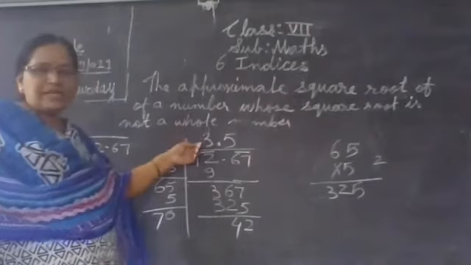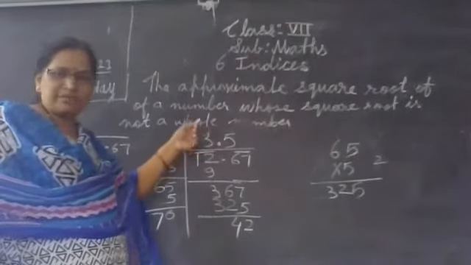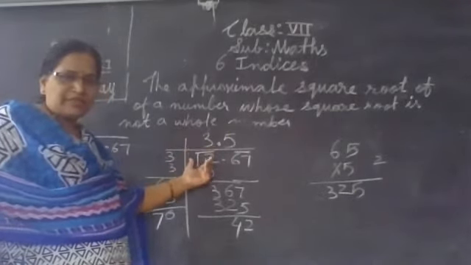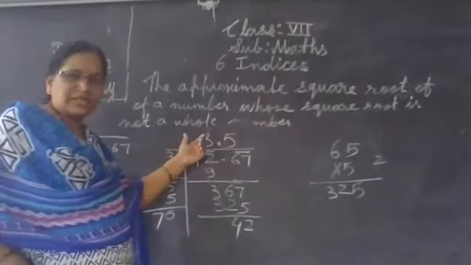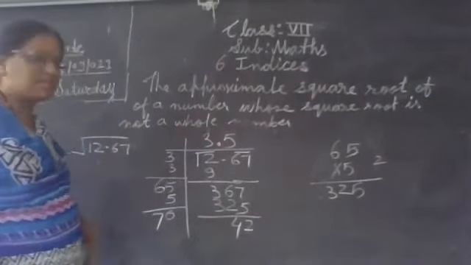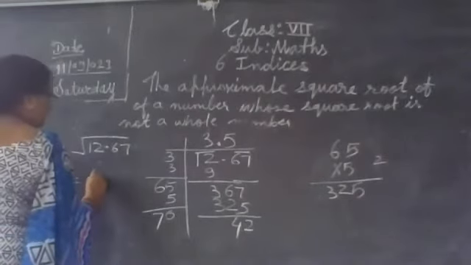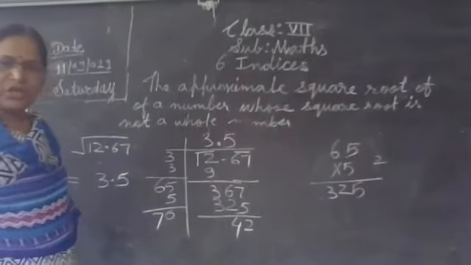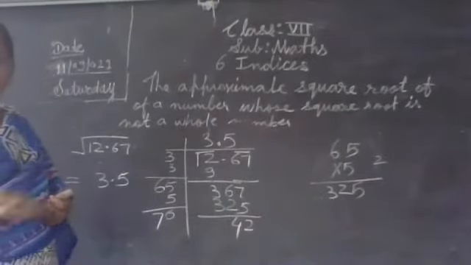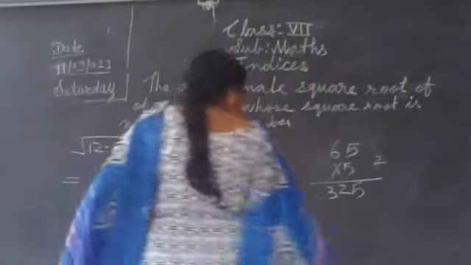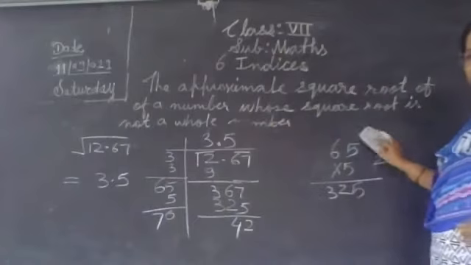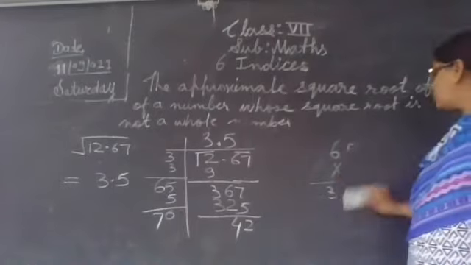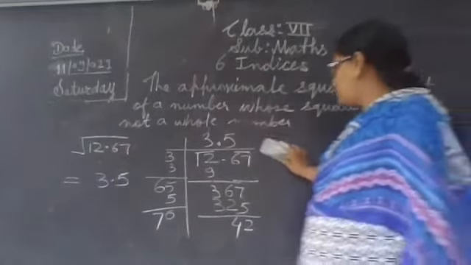Okay, but here, see children, it is 3.5. This 3 is the whole number. So this number is the square of a number which is greater than 3 but less than 4, 12.6. So it is approximately 3.5. Got it, beta? So shall we try one more example? See, for this topic you need much more practice. Then only you will become perfect at this. Okay.